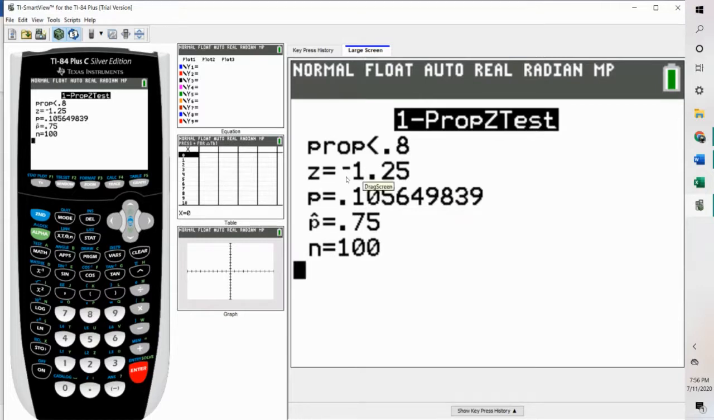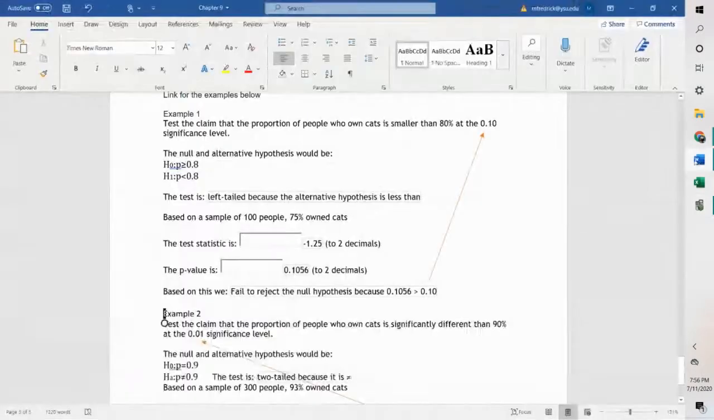And we needed our test statistic, negative 1.25, and our p-value, 0.10564, and so on. And if we look back at our answers, negative 1.25 and 0.1056. Now, we want to look at this value and our significant level, because our p-value is greater than the significant level. We fail to reject the null hypothesis.